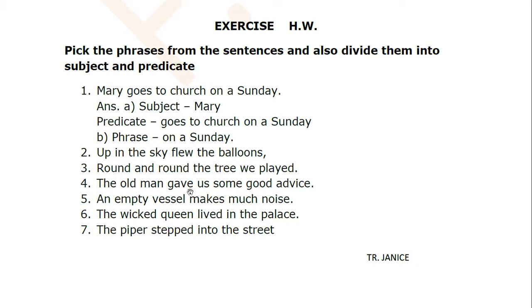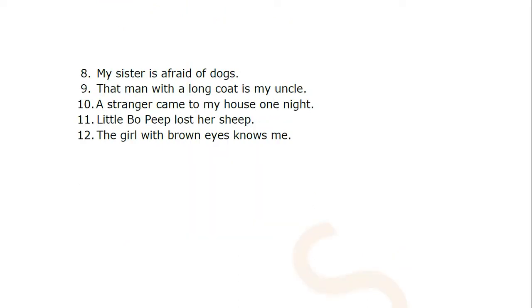So now I'm just reading everything. The old man gave us some good advice. An empty vessel makes much noise. The wicked queen lived in the palace. The piper stepped into the street. My sister is afraid of dogs. The man with the long coat is my uncle. See, just what I was telling you. Here your verb is. Verb is. Okay.